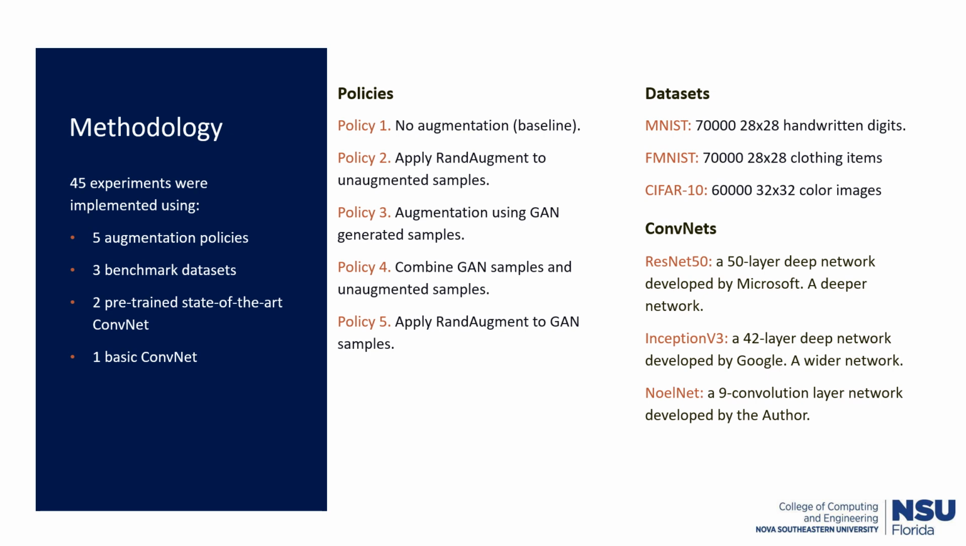The datasets are the benchmark datasets MNIST, FMNIST, and CIFAR10, which should be well known in the AI and machine learning communities. And for the convnets, we use ResNet50, which is a 50-layer deep network that was developed by Microsoft. We use InceptionV3, which is a 42-layer network developed by Google. It's a wider network versus ResNet, which is a deeper network. And finally, NoelNet. NoelNet was developed by myself for the purpose of this study, and it's a simple 9-convolution layer network.